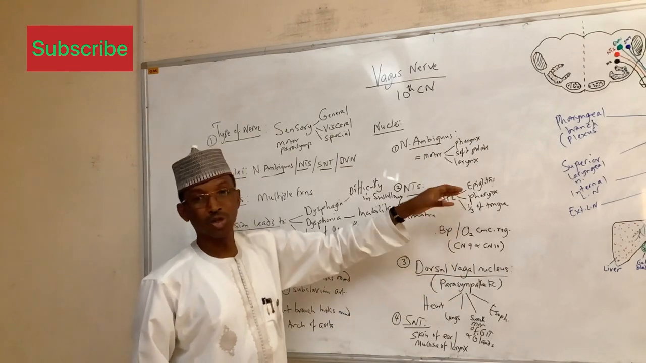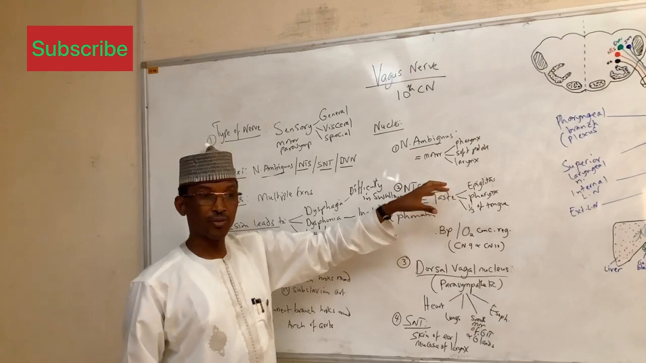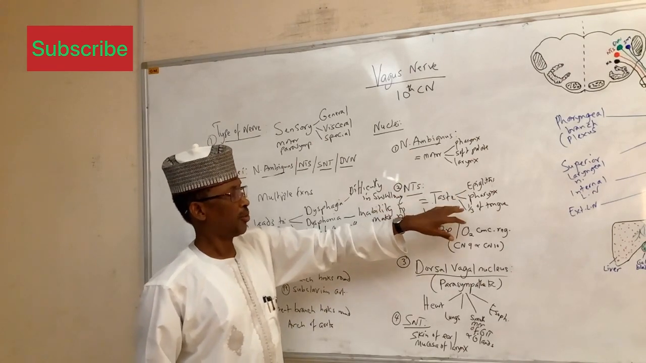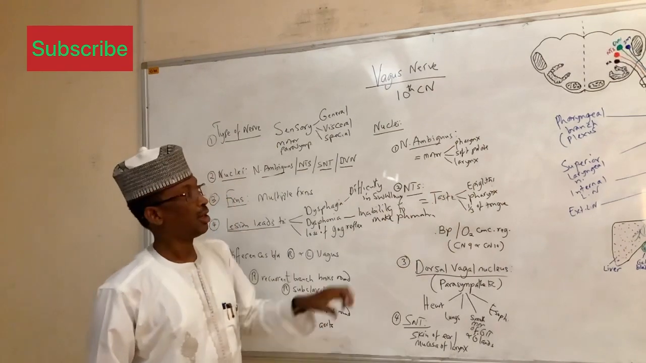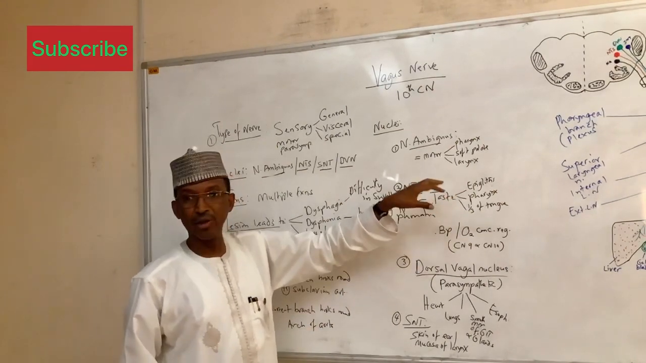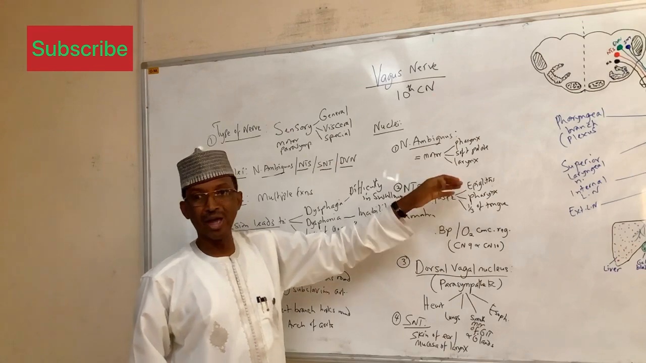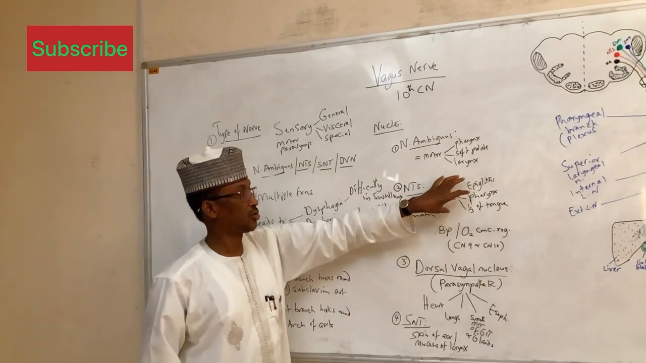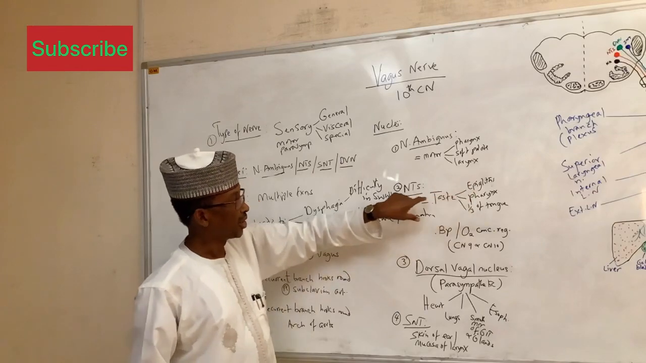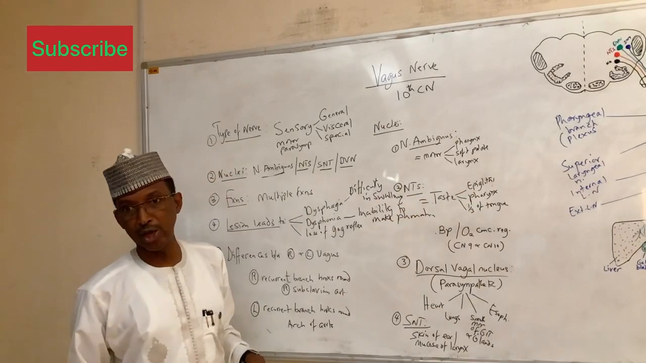So for some portion of the posterior aspect of the tongue, the posterior one-third, the vagus nerve also carries that taste sensation, plus the area around the pharynx and also the area around the anterior aspect of the epiglottis. All these taste sensations are carried from these areas down to the nucleus of tractus solitarius.